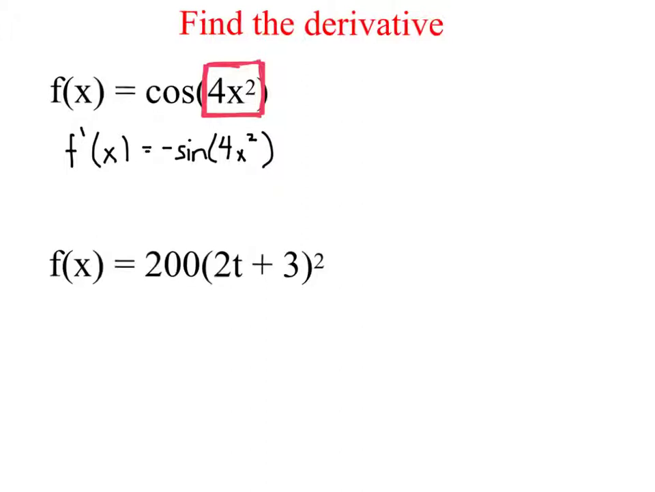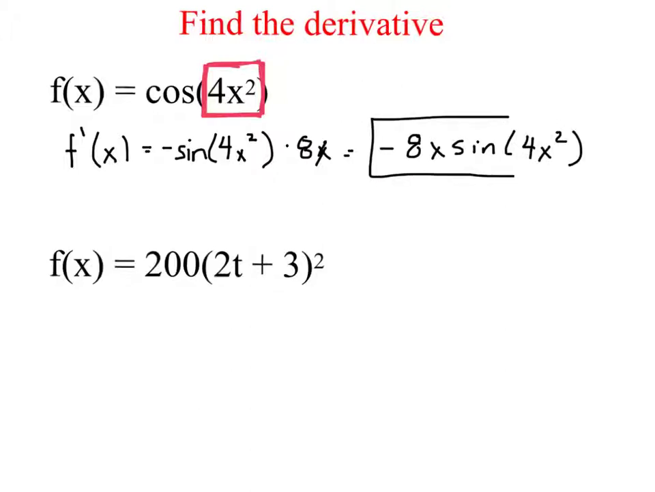Okay? And again, we're treating that inside function as our variable. So, the derivative of cosine of x is negative sine of x. Well, 4x squared is our variable, so we're just going to leave it alone and change the outside. But then we're going to multiply by the derivative of the inside, dg dx, which, derivative of 4x squared is 8x. Now we usually like to have our trig stuff come last, so I'm going to rewrite this as negative 8x sine of 4x squared. And that's our derivative. That's it.